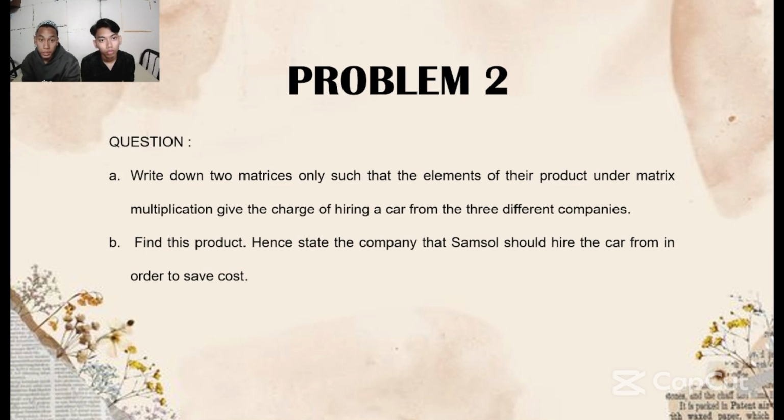For the first question, we need to write down two matrices such that the elements of their product under matrix multiplication give the charge of hiring a car from three different companies. Then we need to find this product, and hence the company that Samsul should hire the car from in order to save his cost.